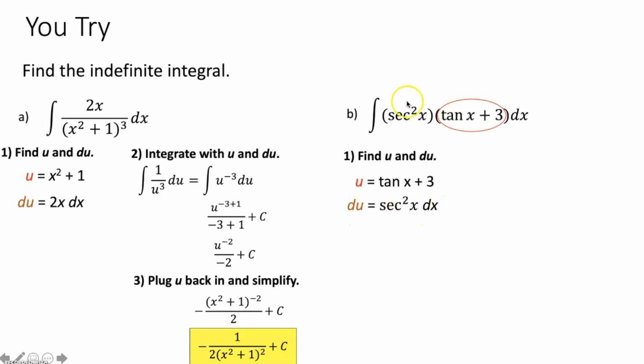So if I were to rewrite this indefinite integral in terms of u and du, it would be equal to the integral of u du, because I substitute u in for tan x plus 3, and I substitute du in for secant squared x dx. Now all I have to do is use the general power rule to evaluate this indefinite integral.